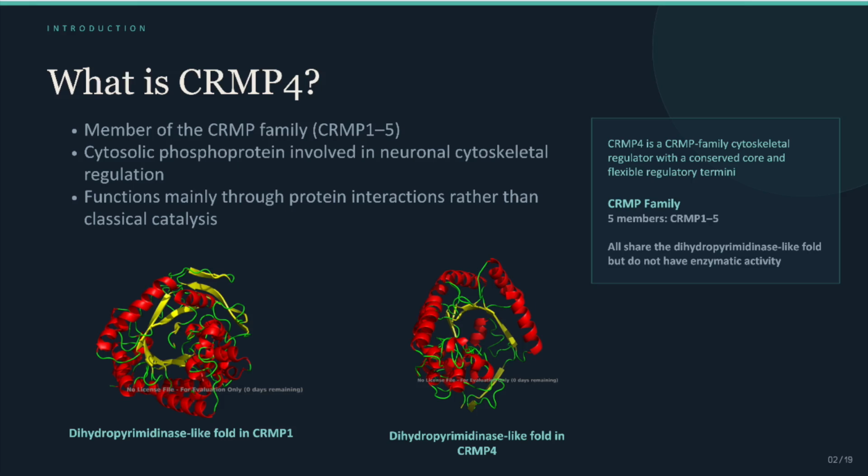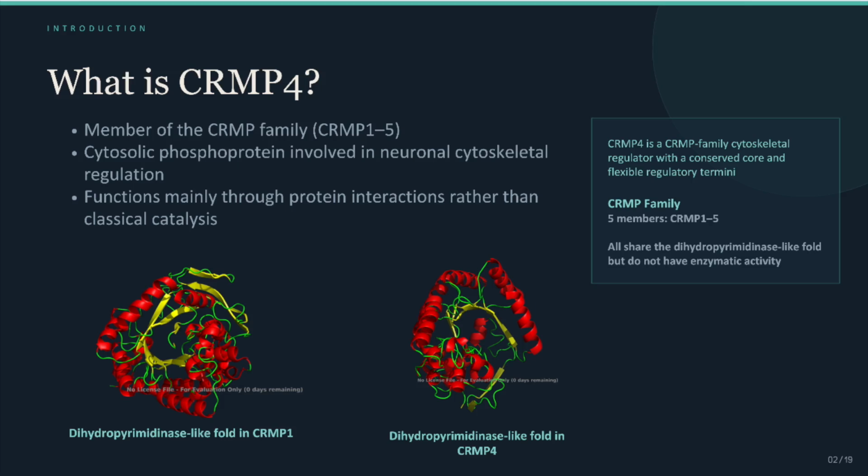CRMP4 is also called DPYSL3, and it's one of the 5 members of the CRMP family. So CRMP4 is a cytoplasmic growth cone-associated protein, and it's involved in things like cytoskeletal remodeling, axon projections, and also cell migration. Although it has a dihydropyrimidase-like fold, it doesn't actually have enzymatic activity, so it lacks the ability to bind things like metal cofactors. But instead, it functions mainly through cytoskeletal and protein-protein interactions, especially with actin, tubulin, and other CRMP family partners.